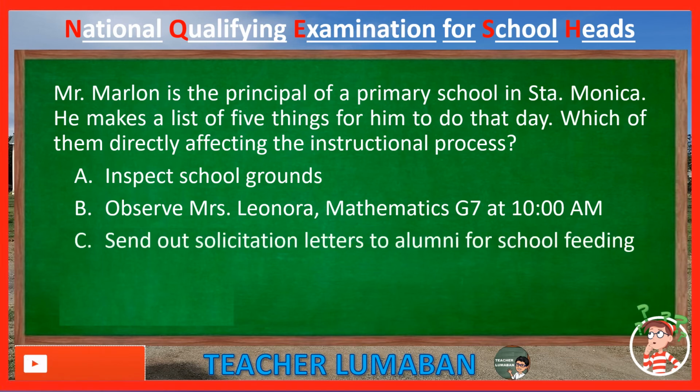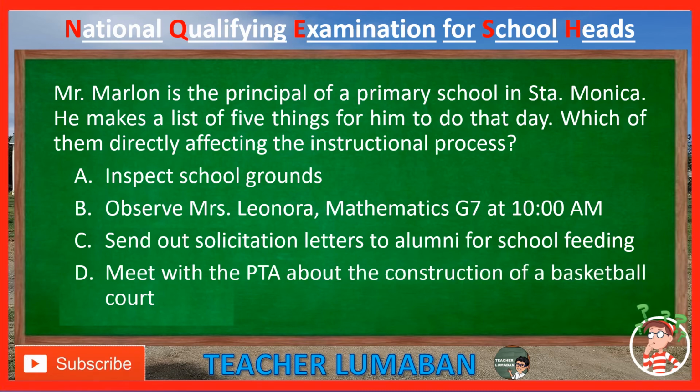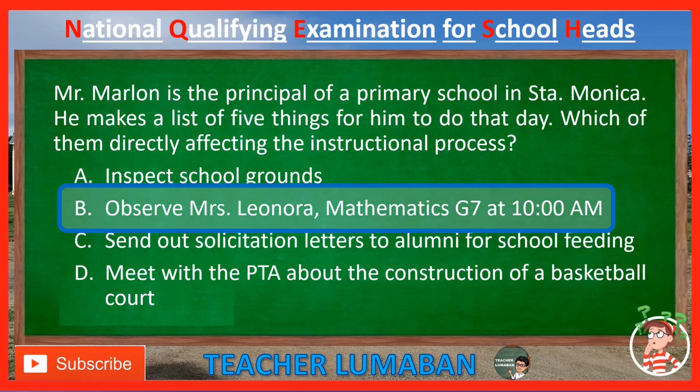Letter C, send out solicitation letters to alumni for school feeding. Letter D, meet with the PTA about the construction of a basketball court. Choose the suitable answer based on the given choices in 5 seconds. 5, 4, 3, 2, 1. Letter B is the correct answer. Observe Mrs. Leonora, mathematics grade 7 at 10 a.m.